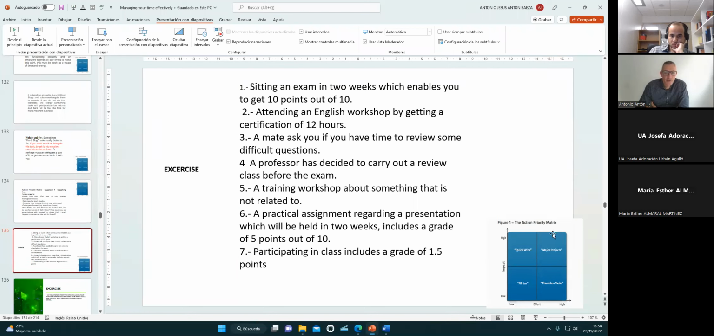But it depends on you. I don't know if you are very, very intelligent and have a lot of power. I know people that studied on the last day before the exam and then passed. So if that's the case, perhaps it's lower effort and high impact. Or attending an English workshop to get a certification. In this case, I don't know if it involves lower effort or not, but perhaps with lower effort, it's high impact.